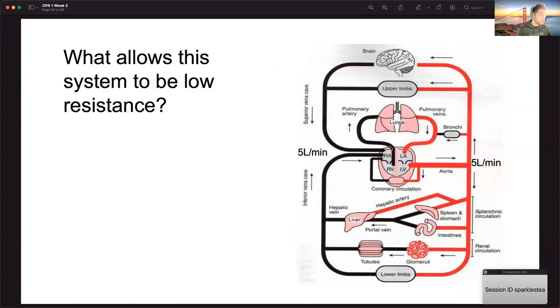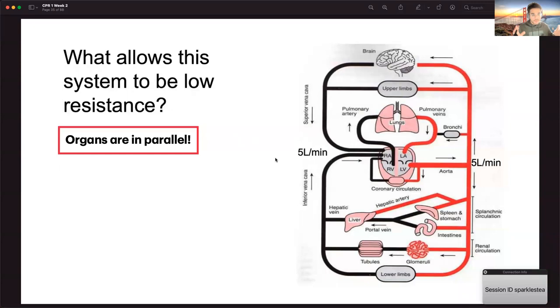Which part here? Parallel systems, like the organs. Exactly. So now I can talk all I want about this, but explain to me why we would want a low resistance here in the organs.